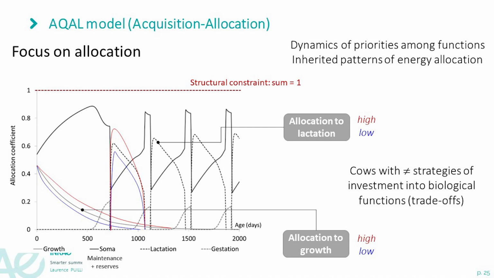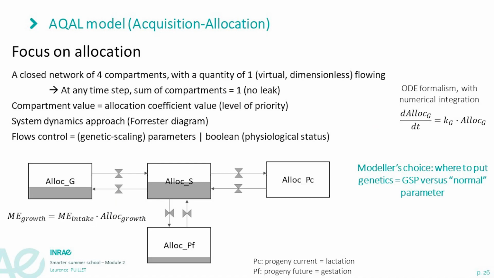So this is the way we are simulating the different dynamic of priorities among functions: how much energy is allocated to the function. How did we do that? I'm going to be fast on this aspect because it's the boring mathematical aspect.